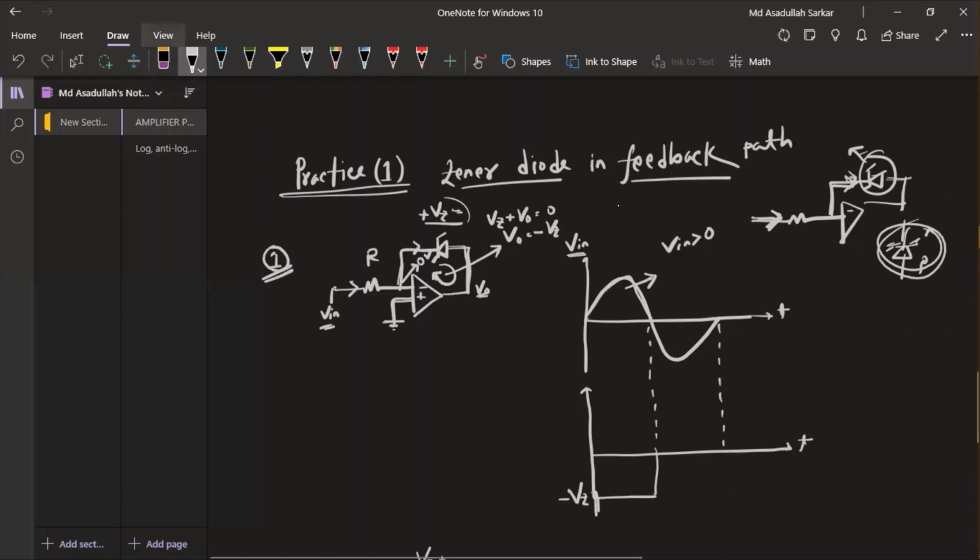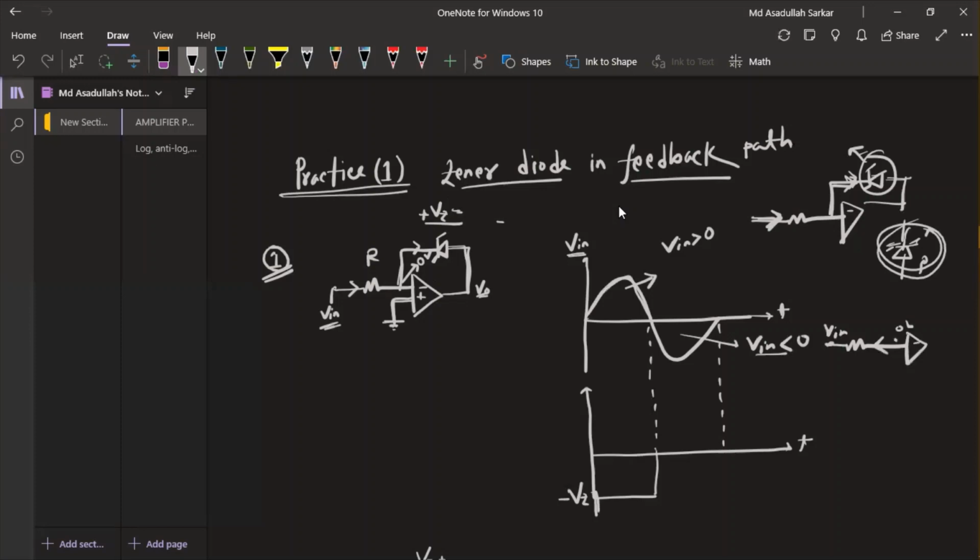So what will happen for the negative half cycle? For the negative half cycle, our input voltage is negative, so V input is less than 0. In this case, current will flow in this direction. Why? Because V input is less than 0, and our inverting point is at 0 voltage. So obviously current will flow in this direction, and this current must come in this direction. Okay, here is V output.